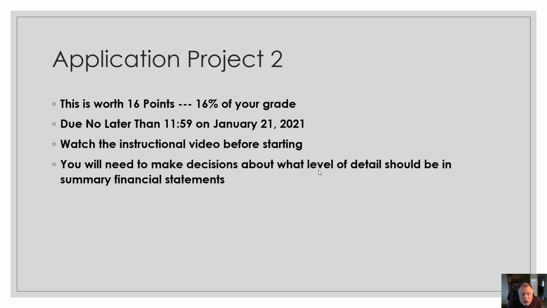You're going to need to make decisions about what level of detail should be in summary financial statements. You've got to look at it and determine what's really useful. If we've got a lot of numbers that are very small or not consistent, you want to tighten it up so that we can really focus in. As you're doing it, avoid generalities and platitudes. Don't give me definitions. I know what the definition is. Don't state the obvious. Don't make a general conclusion. Go back: what does it say? What does it mean? Why is it important? Think about those as you're going along on Application Project 2.